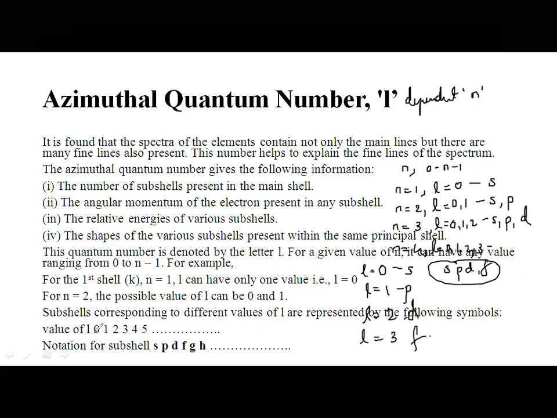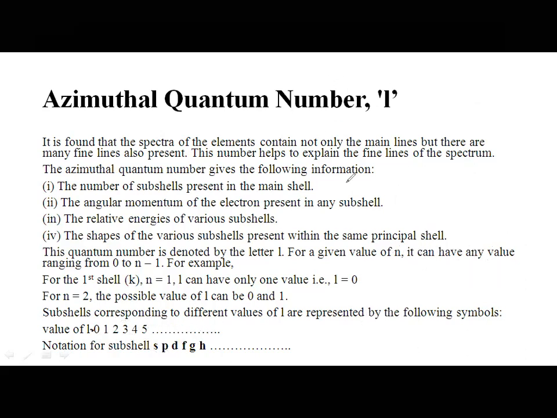Understanding? So values of l equal to 0, 1, 2, 3, 4, and so on. Notations: for 0, it is s. For 1, it is p. For 2, it is d. For 3, it is f. 4, it is g. 5, it is h. Like this. Understanding? So values of l vary from 0 to n minus 1.